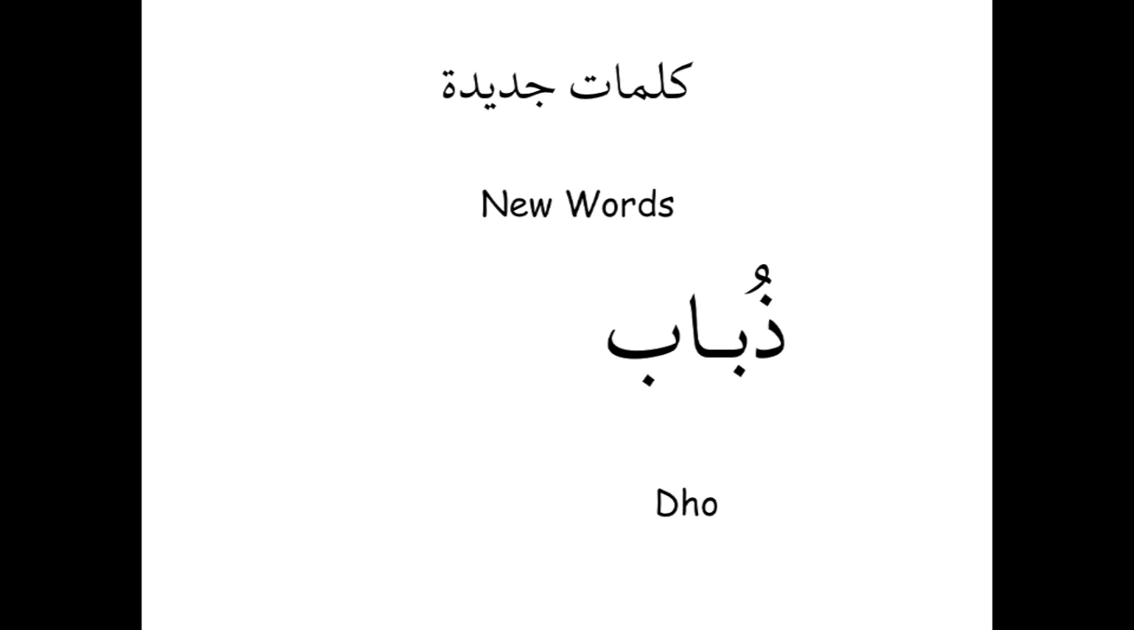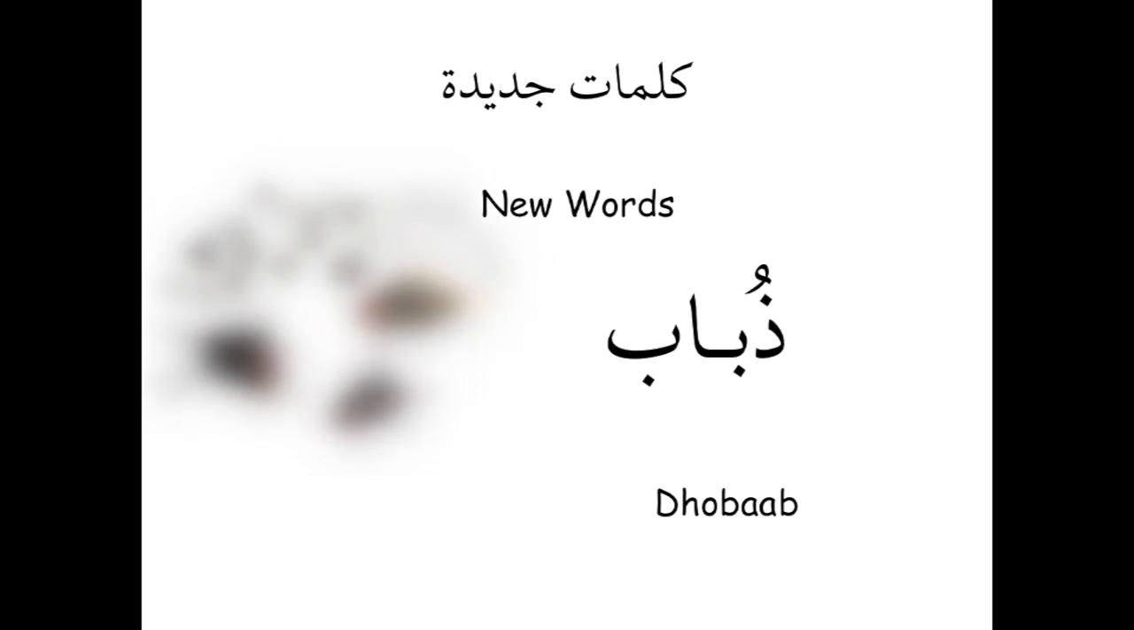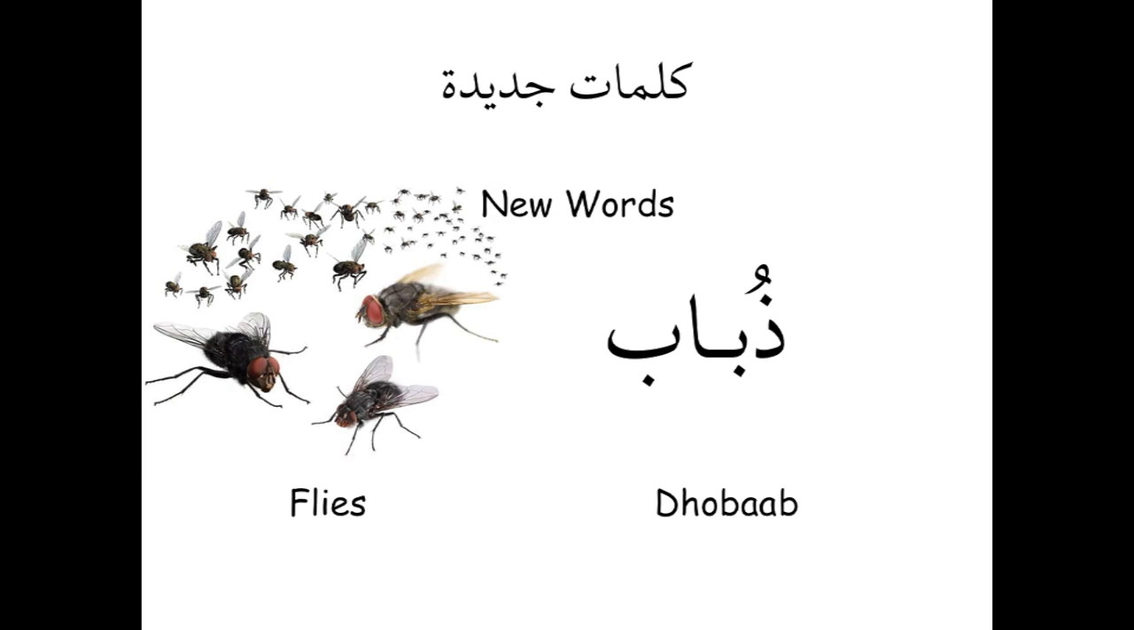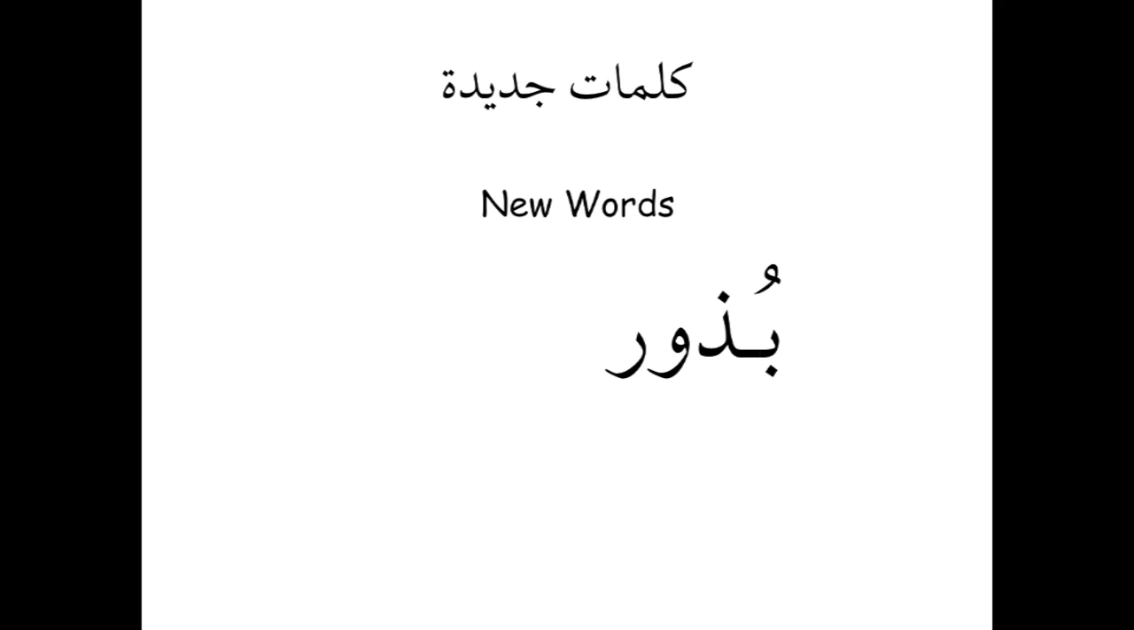Alright. A dal with a dhamma is dhu. Then a ba, followed by an alif without a hamza, makes the alif a long vowel, is ba. And then a ba, b. That makes dhubab. Dhubab. Which means flies.